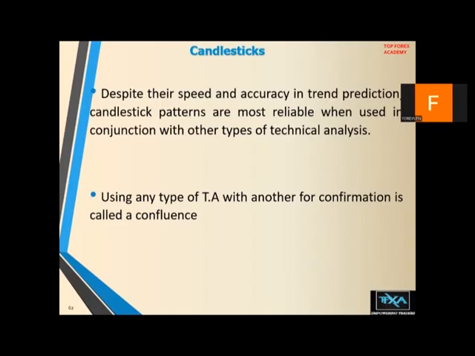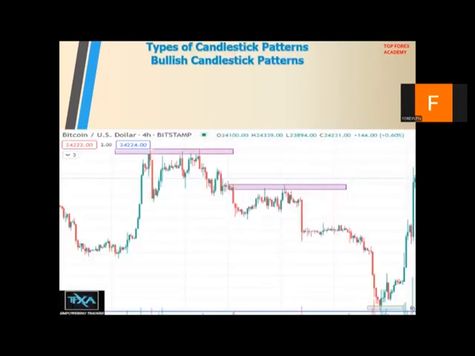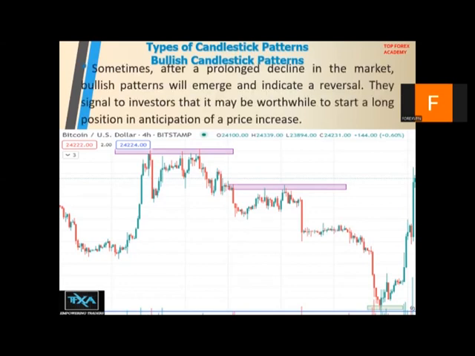I hope you're following. Now, using any type of technical analysis with another for confirmation is called a confluence, like I've said. So now let's look at the types of candlestick patterns. We want to look at the bullish candlestick patterns.